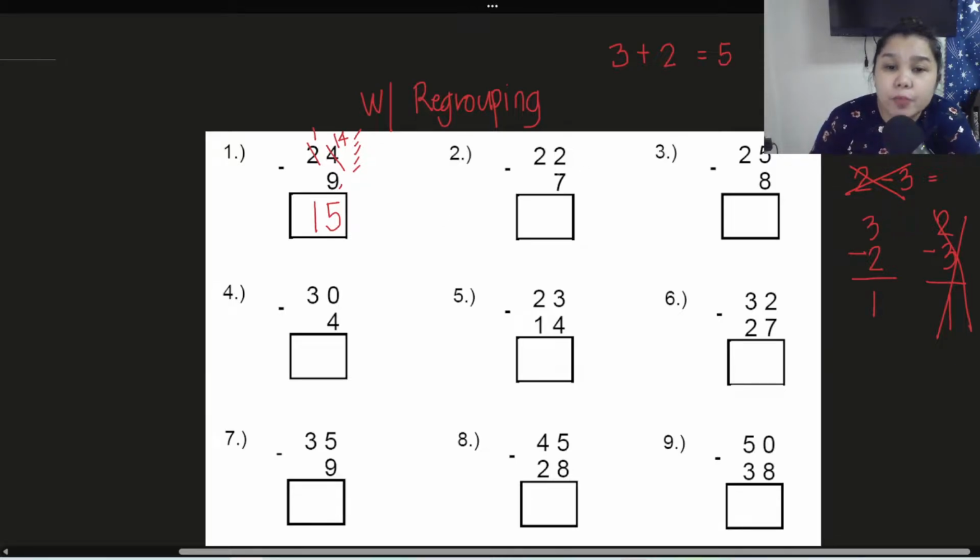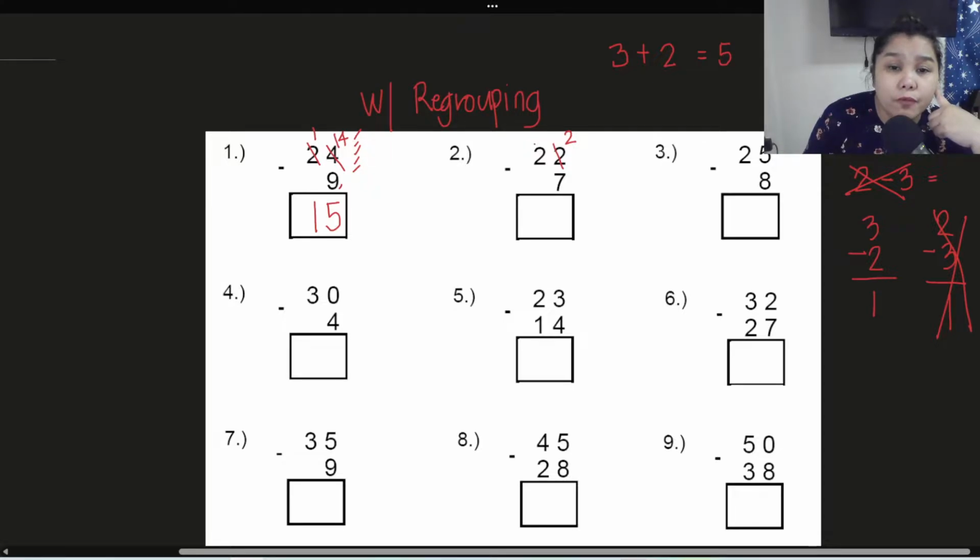Next, for number 2, you have 22 minus 7. So, 22 will be our minuend, hindi siya pwedeng ipalit. Let's start with ones. 2 minus 7. Pwede bang bawasan ng 7 ang 2? Can we get 7 from here? No. If your answer is no, automatic yan, cross out and be ready. If our answer is no, we need to borrow. Where? Sa pinakamalapit, sa next place value.